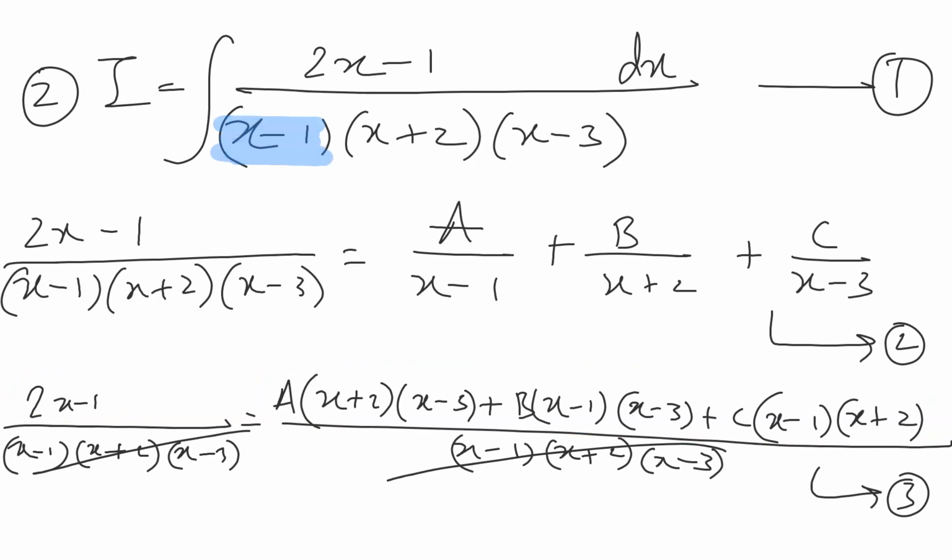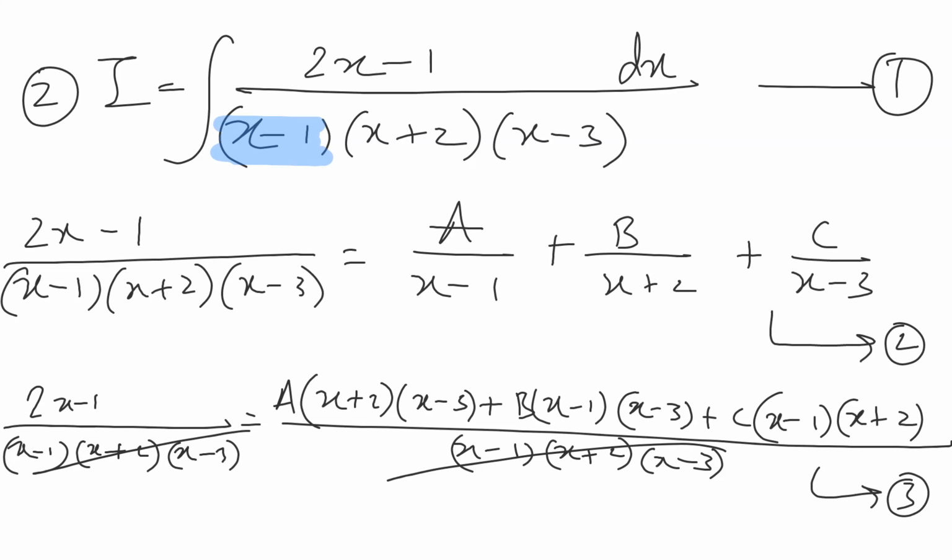Now the first factor is x minus 1. Equate x minus 1 to 0. What is the value of x that you will get? If you equate x minus 1 to 0, compulsory equate it to 0. It's a procedure of partial fractions. So if we equate x minus 1 to 0, the value of x that you will get is 1.